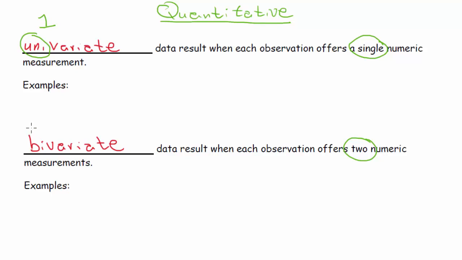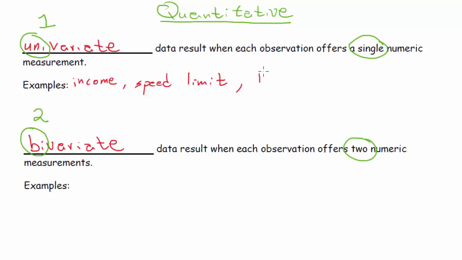And here the prefix bi represents two. So univariate, for each observation I'm going to take one measurement. For example, income. I ask each person how much money they make each year. Well, I'm only pulling a single measurement, income. Another one might be the speed limit. So for each section of road, each observation, I'm going to pull one number, the speed limit.